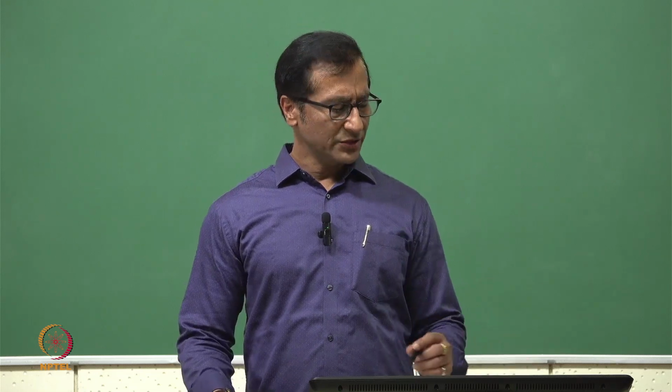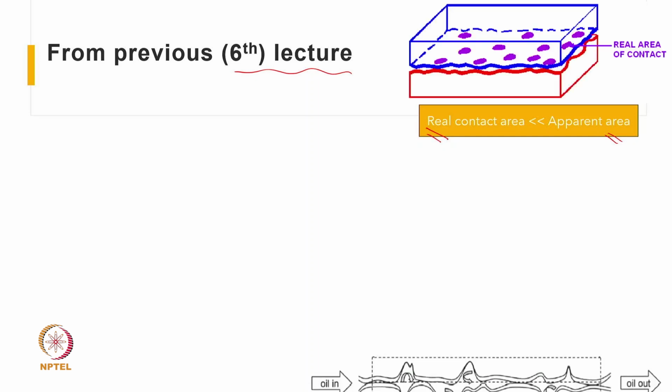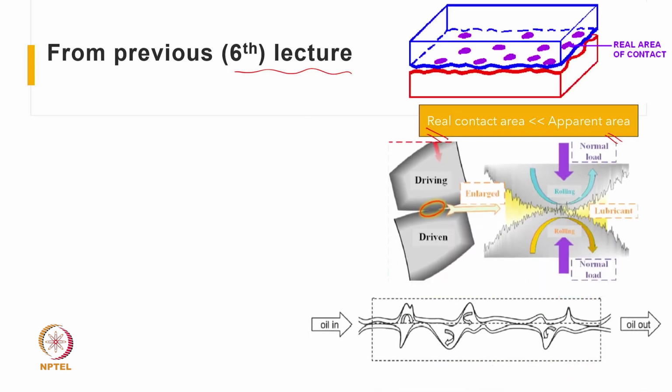Now, when we start with this course, naturally there is a need to revise something we have learned in the previous lecture. In lecture 6 we said the real area of contact when the two surfaces come into contact is far lesser than the apparent area of contact. This is a very important concept which is really required. This figure was shown showing the overall area. If I say this is L and this is W, then the apparent area will be L into W.